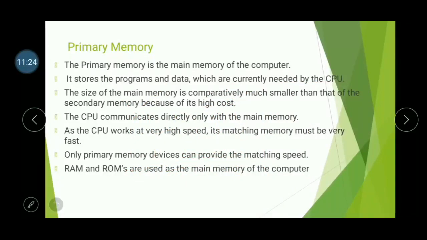Next, the size of the main memory is comparatively much smaller than that of the secondary memory because of its highest cost. The CPU communicates directly only with the main memory. As the CPU works at very high speed, its matching memory must be very fast. Only primary memory devices can provide the matching speed. RAM and ROMs are used as the main memory of the computer.